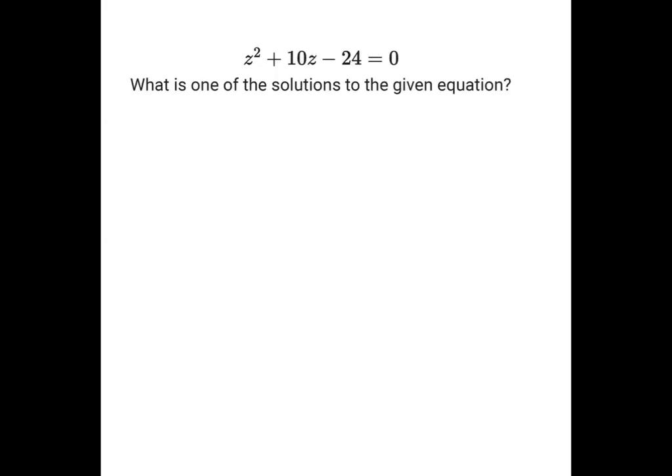Here, we have a nice, easy BC factoring situation. We have a quadratic in the format of ax squared plus bx plus c. We have numbers in the b and c spots, 10 and minus 24, but we have nothing in the a spot, just the invisible number 1 in front of the z squared, and that's okay.